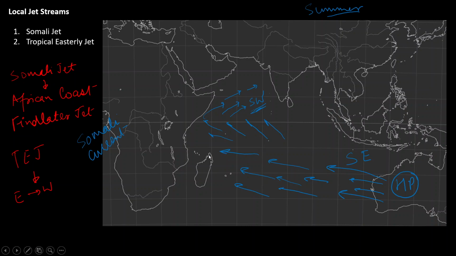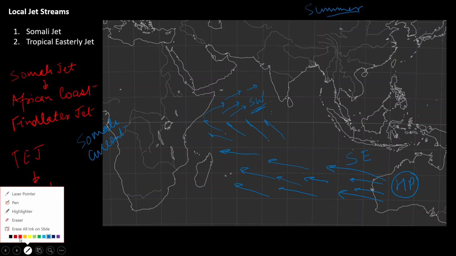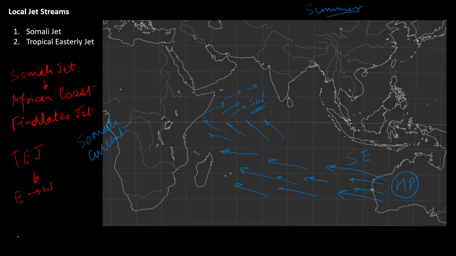winds. At this time, when these winds become southwesterly winds, then they drag the ocean current, which is the Somali current, over here. And the Somali current, under the impact of these winds, it reverses its direction and starts moving towards north. Earlier, it was moving towards south, now it starts moving towards north.